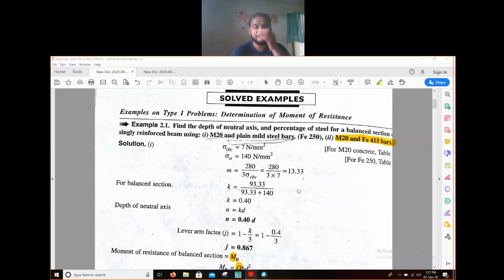Everything will be the same, only one thing will be different. What is that? What will be different? Sigma st. How much will it be? Now sigma st value will be how much? In the second case, what will be the value of sigma st?